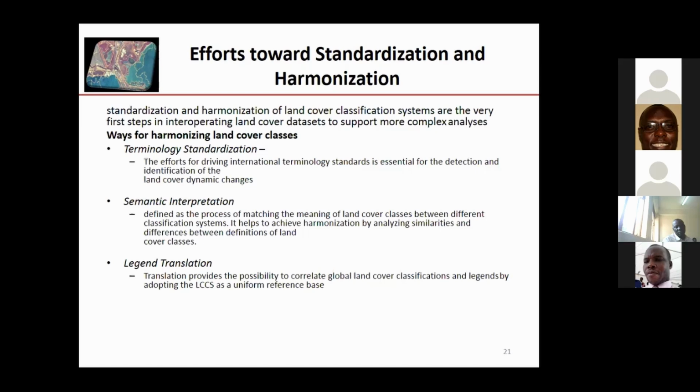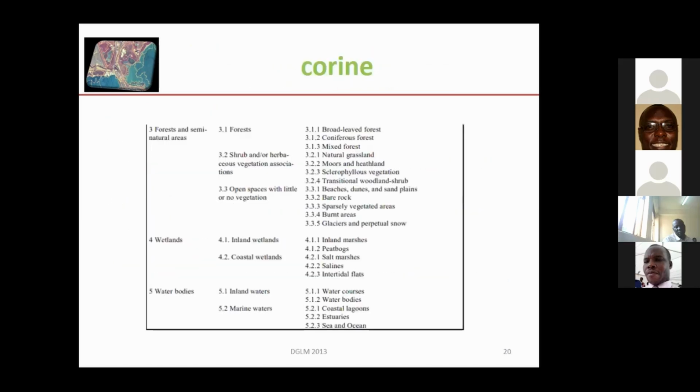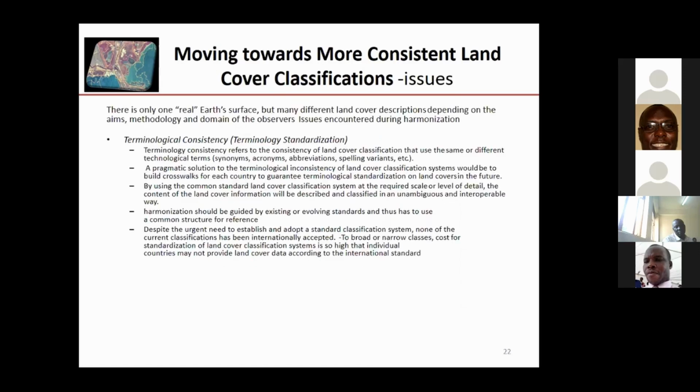Now, the other way is just to translate the legend. You keep one land cover classification and then change the legend of another land cover classification system to suit the classification system that is your base. So those are the three ways how we can harmonize these land cover classes. Now, of course, there are issues with each of these methods.